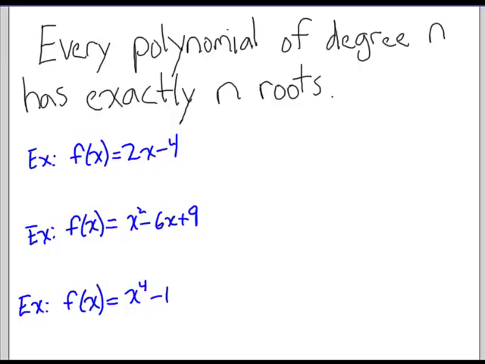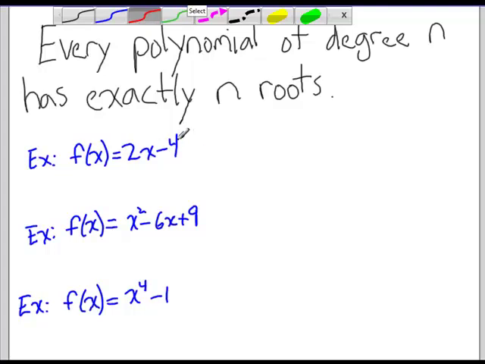Alright. So before, when we were talking about polynomials of degree n, we said that a polynomial of degree n had at most n roots. Alright, and that was because we were talking about real roots, right? Now, when we introduce the complex roots, we're going to say that every polynomial of degree n has exactly n roots.